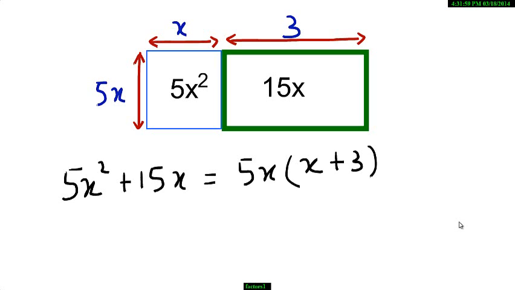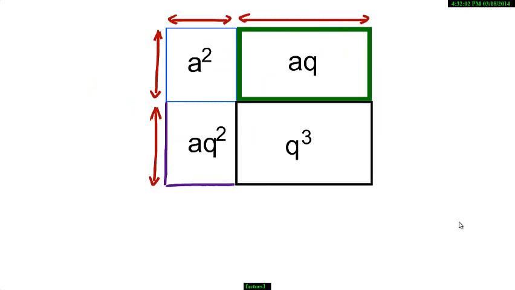Let us see another situation. Suppose we have 4 algebraic tiles arranged as follows. Can you now determine the length and the breadth of the big rectangle? So if you observe the tiles in the first row, what is the HCF between a square and aq? Is it not a? Observe the second row. What is the HCF between aq square and q cube? Isn't it q square?